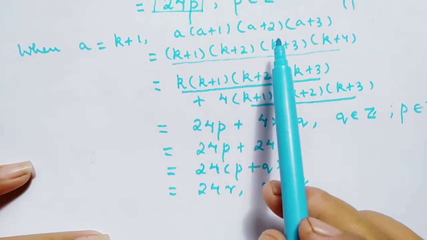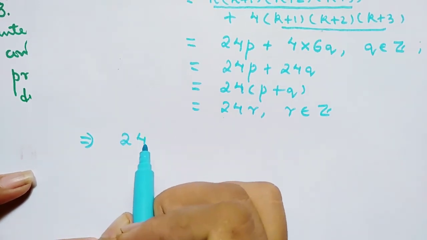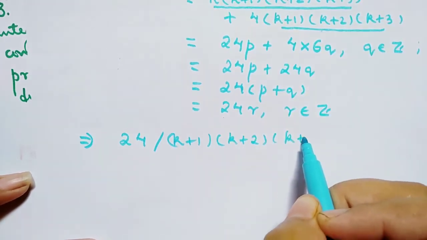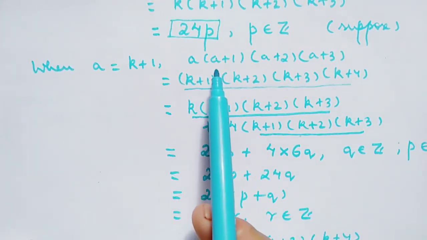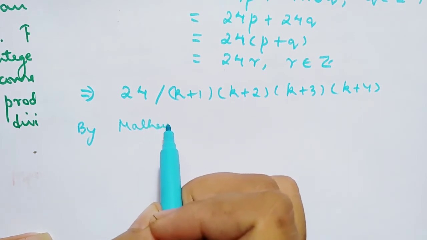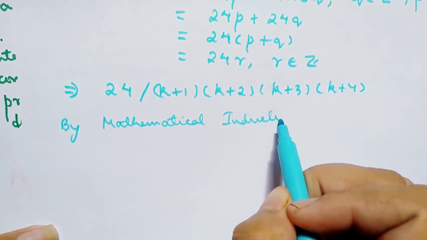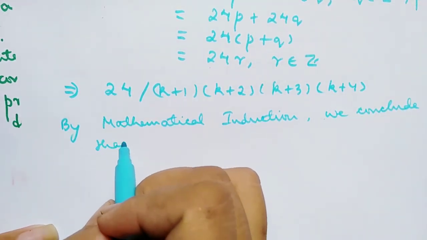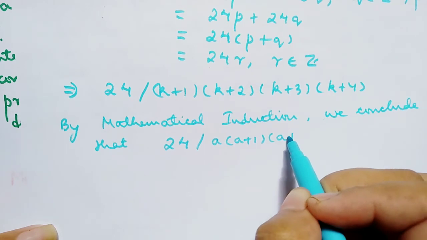That is, this is a multiple of 24 when a is equal to k plus 1. So it implies that 24 divides k plus 1 into k plus 2 into k plus 3 into k plus 4. So the result is also true when a is equal to k plus 1. So by mathematical induction, we conclude that 24 divides the product of any four consecutive integers.